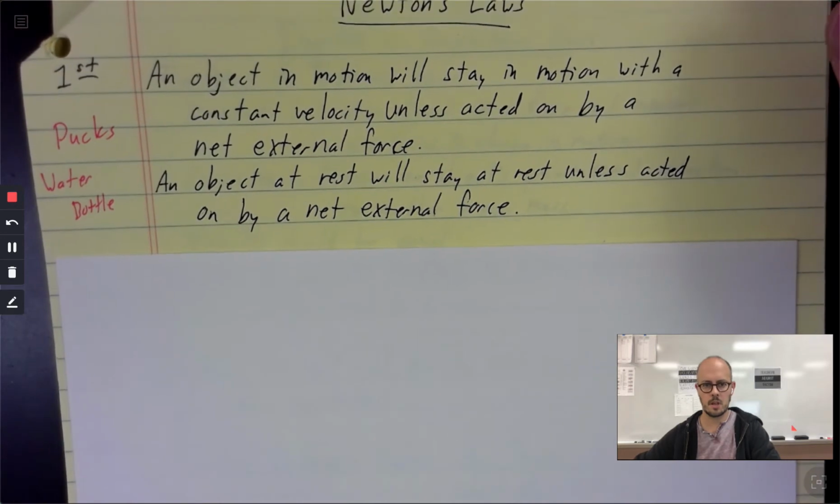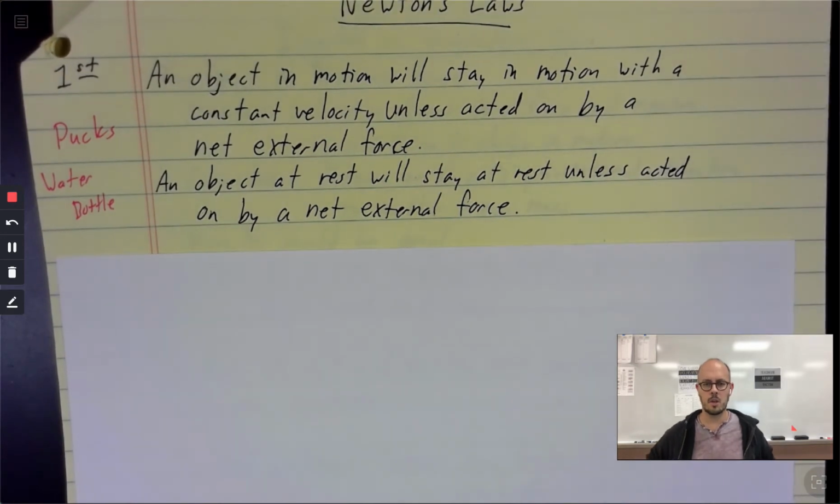The first one is: an object in motion will stay in motion with a constant velocity unless acted on by a net external force. We're going to unpack that sentence right now. An object in motion will stay in motion with a constant velocity. Constant velocity means the acceleration is zero. That'll be important later. If it's already in motion, its velocity will stay the same. Okay, that's great. Unless acted on by a net external force.